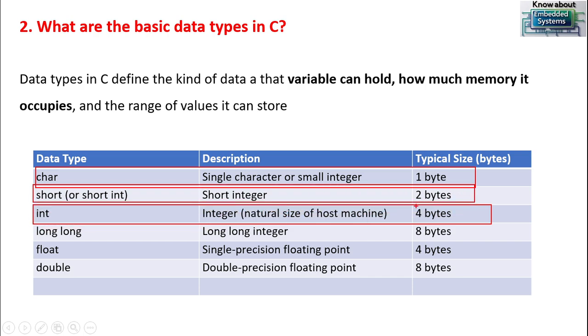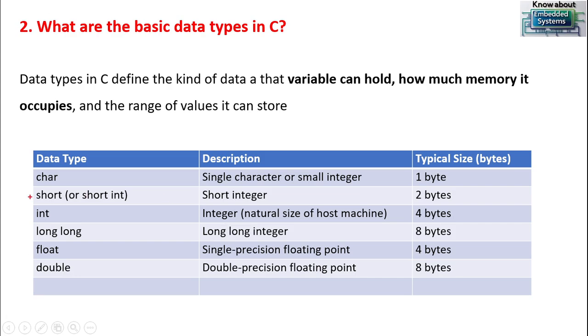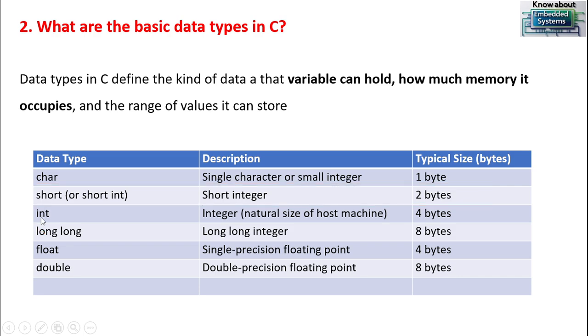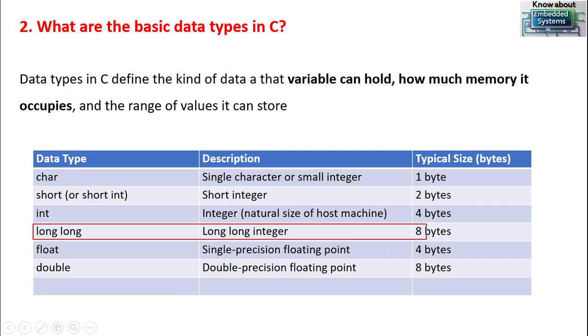And sometimes we will use short int also. Short int will take 2 bytes of data. This is compiler dependent, but generally short int will occupy 2 bytes and int will occupy 4 bytes. Then we have one more, long. When I say long, it is going to be a long integer type. It will occupy 8 bytes of data.